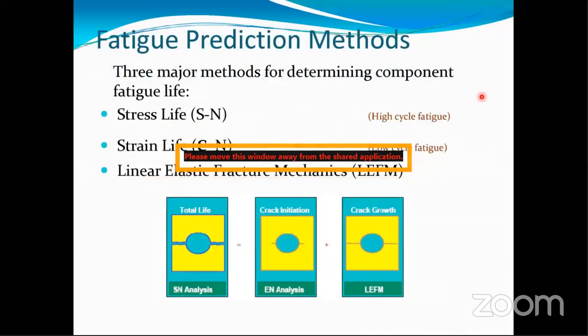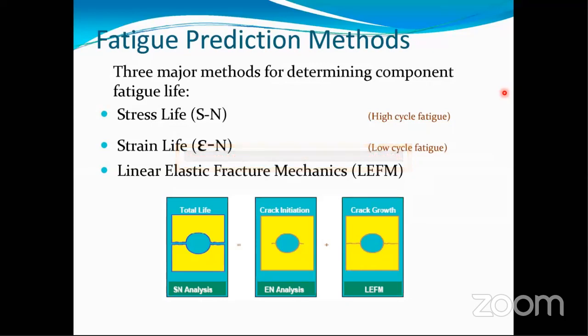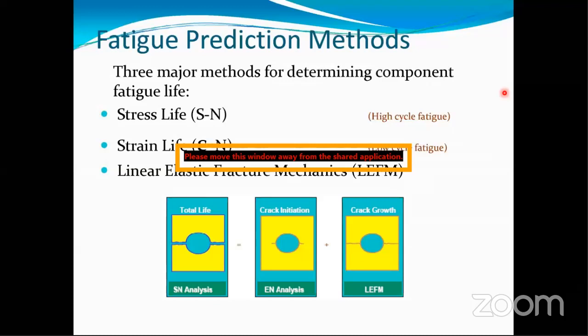Now, how do we predict fatigue life of any component? There are generally three methods to do that. One is stress life approach, second one is the strain life approach, and third one is the linear elastic fracture mechanics. Apart from these, there is one more area, that is the elastoplastic fracture mechanics, that we will discuss later. So when we say stress life approach, it means it is a high cycle fatigue. That is, the strain values are very, very low.